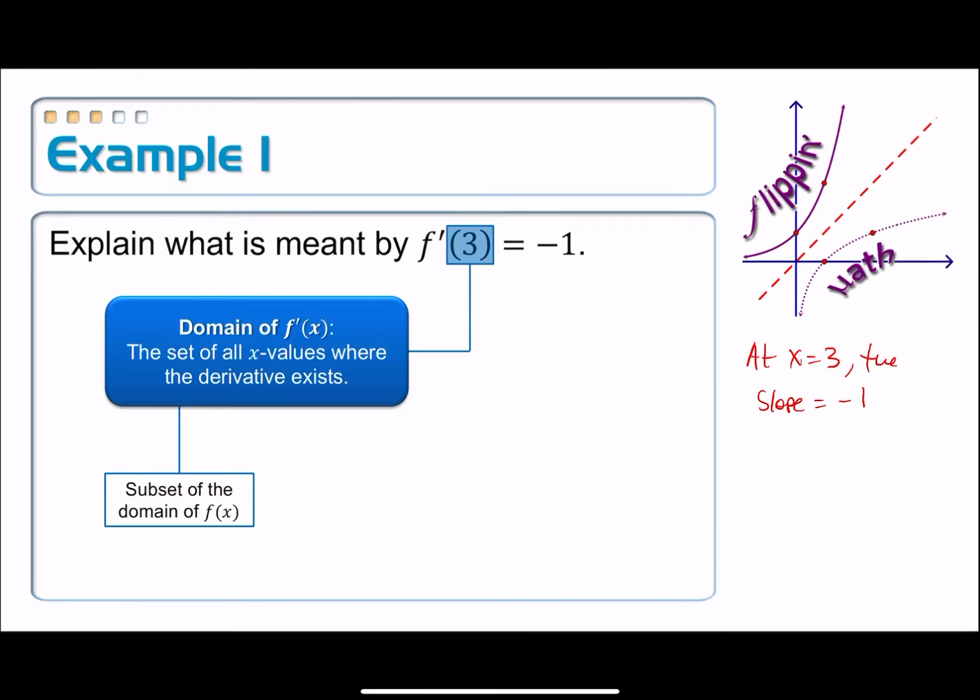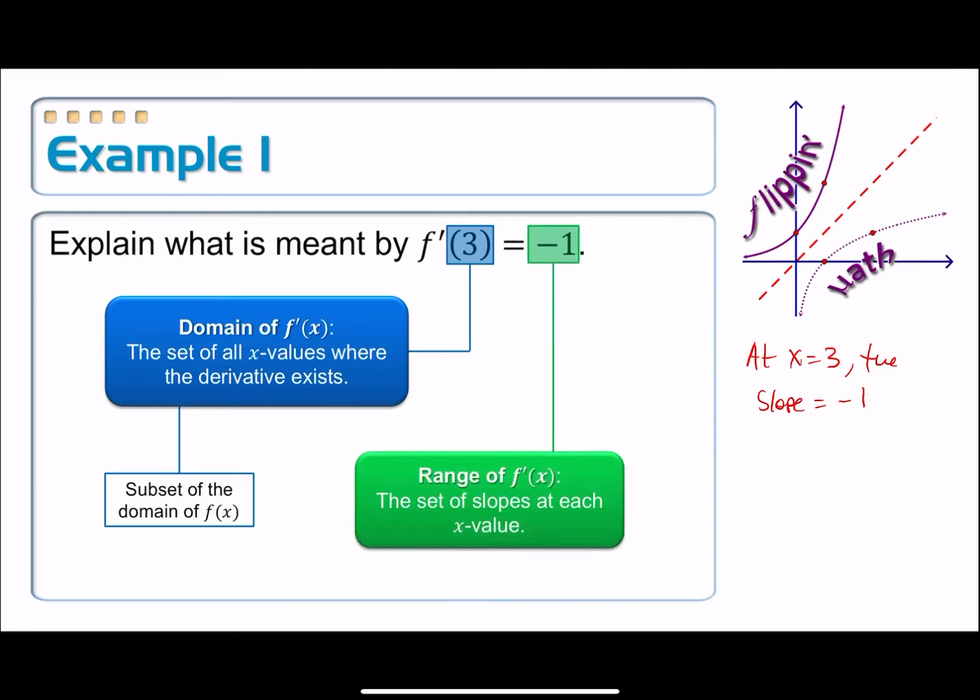All right, our output values, our whole entire range, what we found here was a slope. It's going to be the collection of all the slopes at all those x values. Right? So the range is a set of all the slopes at each and every single one of those x values.